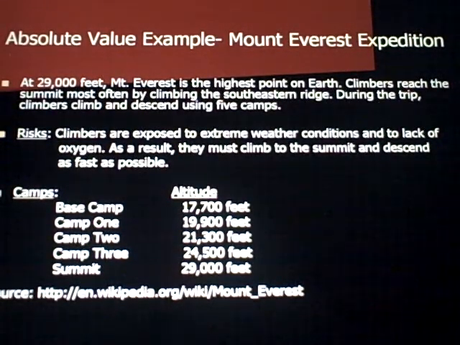Here's my example for absolute value, and I use Mount Everest, which I'm particularly interested in. At 29,000 feet, Mount Everest is the highest point on Earth. Climbers reach the summit most often by climbing the southeastern ridge. During the trip, climbers climb and descend using 5 camps. And the risk if you're a climber is extreme weather conditions, but even more important, a lack of oxygen. As a result, they must climb to the summit and descend as fast as possible to prevent themselves from being injured or killed. So what I've listed at the bottom is the camps along the way, the 5 camps including, we'll call a camp at the summit, and the altitude of those camps.